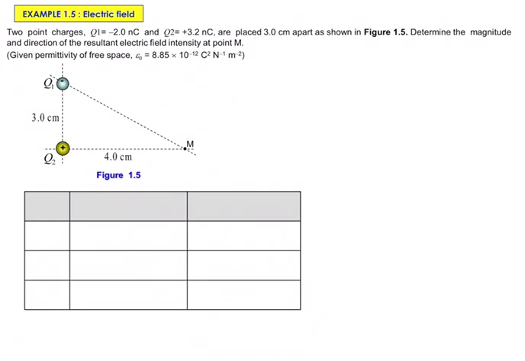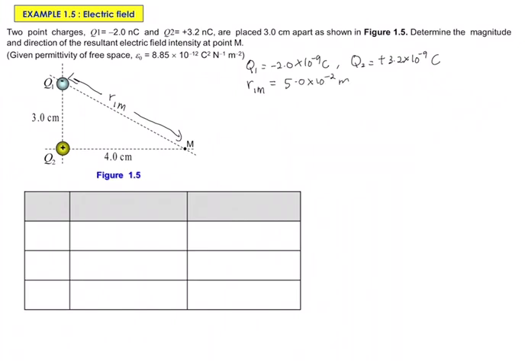Write down the information given. Q1 is negative 2.0 times 10 power of negative 9 coulomb. Q2 is positive 3.2 times 10 power of negative 9 coulomb. And then R1M is here, from M to charge Q1, which is 5 cm from the Pythagoras theorem. So 5 times 10 power of negative 2 meters.